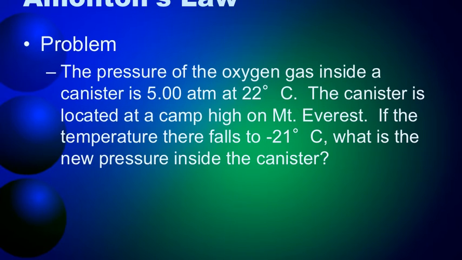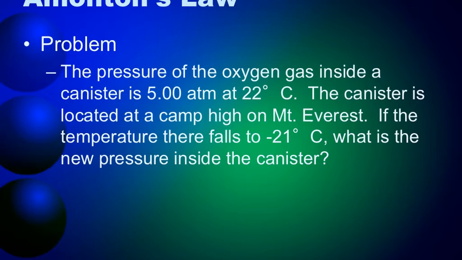But first, let's try a problem. It says the pressure of an oxygen gas inside a canister is 5.00 atmospheres at 22 degrees Celsius. The canister is located at a camp high on Mount Everest. If the temperature there falls to negative 21 degrees Celsius, what is the new pressure inside the canister?